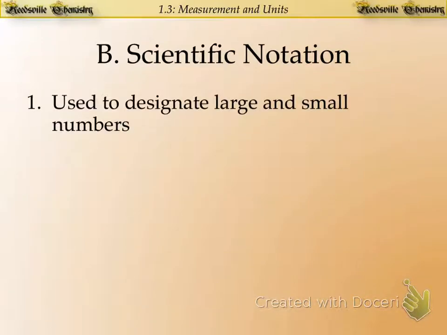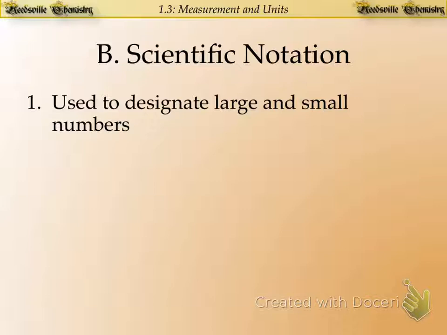Okay, another big part of measuring and of unit identification is the ability to work with scientific notation. A lot of numbers that you use in chemistry class and in sciences in general are either really, really big or really, really small. Let's think of the really, really big ones. The distance between our planet and the sun. That's a big number. Or the number of stars in our galaxy. That's a big number. Or the number of atoms in a cup of water. That's a huge number. It's amazingly huge.